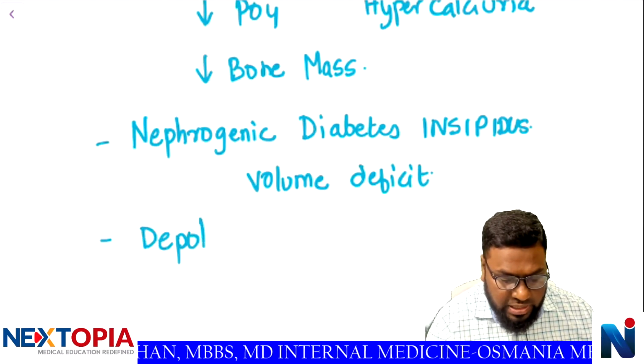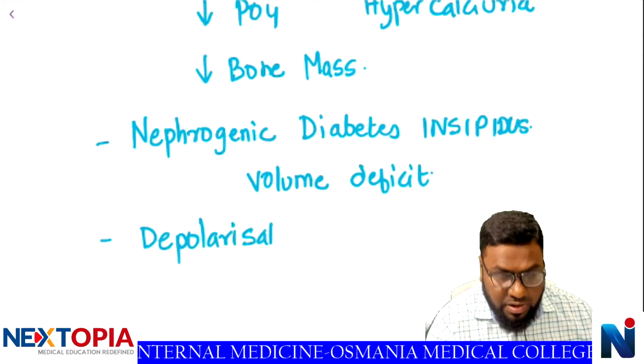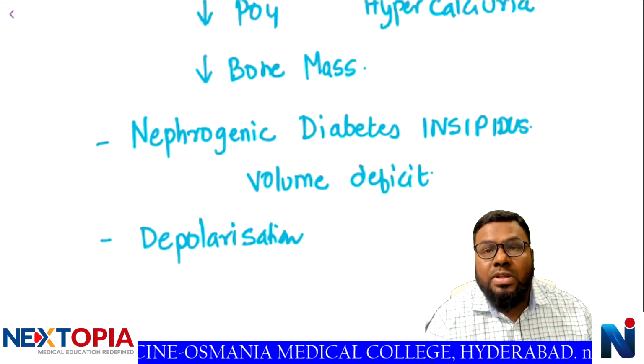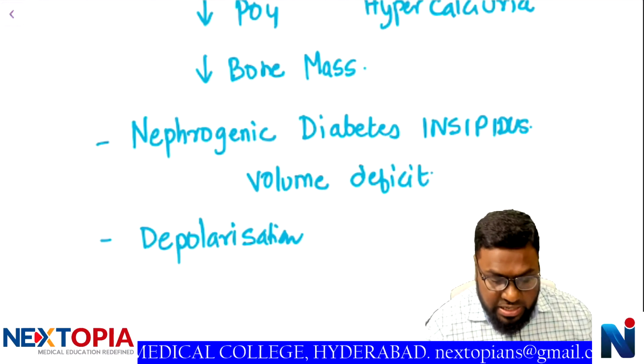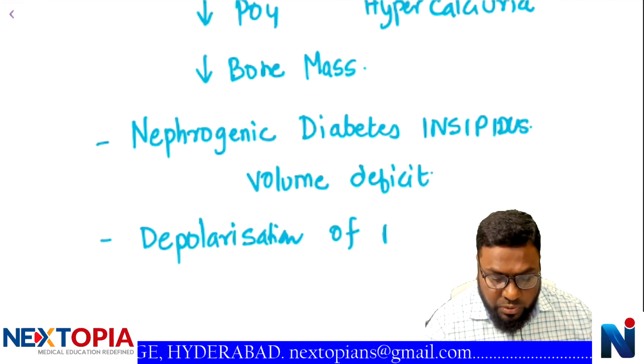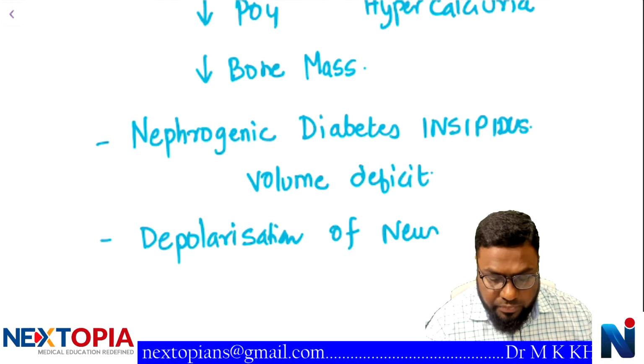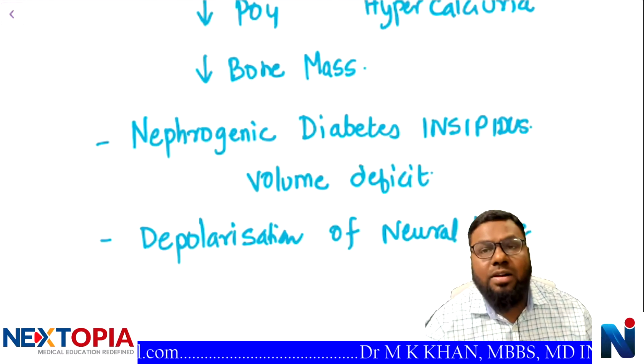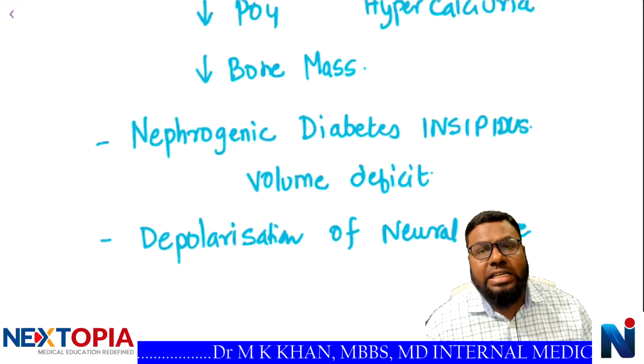So there is depolarization of the neuronal tissues, and the patient will develop arrhythmias or seizures. Because of hypercalcemia, depolarization of neural tissues will occur. Because of this, the patient will develop coma, confusion, lethargy, constipation.